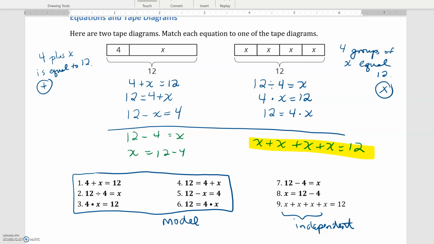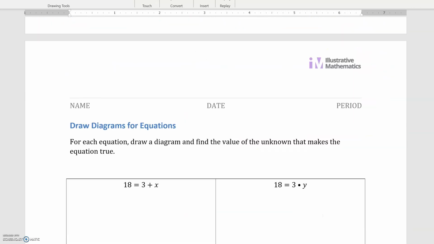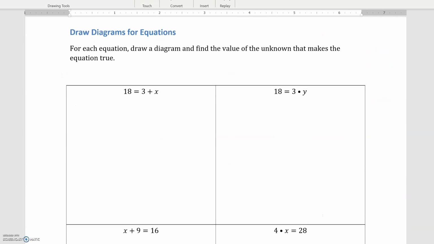So we have now had practice representing tape diagrams with equations. We're now going to use the tape diagram and the equation to help us find out what x would be if it was going to be true for that tape diagram. So I'm going to model for you 2 questions on the back of your notes on the top, and then you'll do the bottom 2 by yourself after looking at the model.